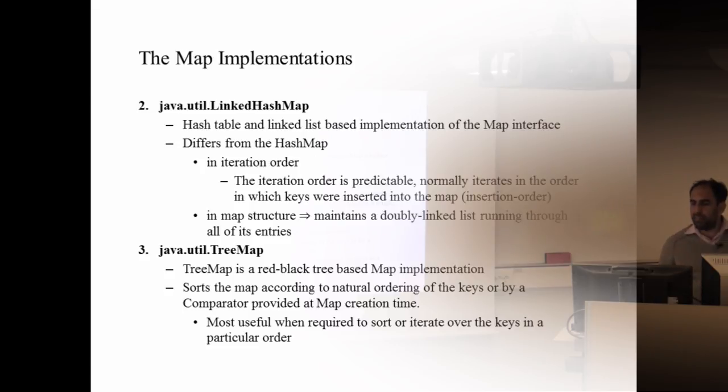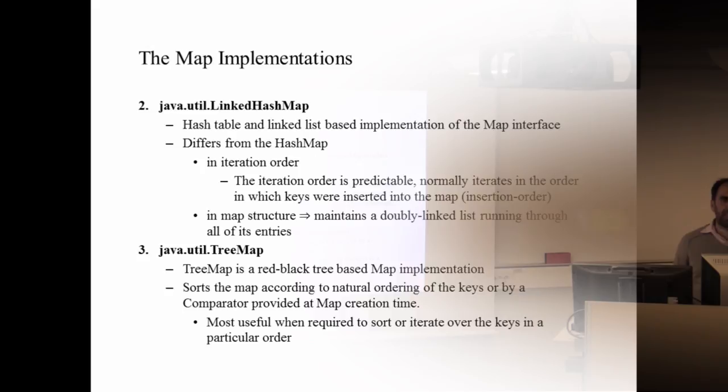It uses a red-black tree-based implementation, and red-black tree is another data structure. It's a kind of advanced form of a binary search tree that we use for sorting the elements, and it sorts the map according to the natural ordering of the keys. And for ordering the keys, it uses the comparator, and the comparator object is more or less similar to the comparable interface.